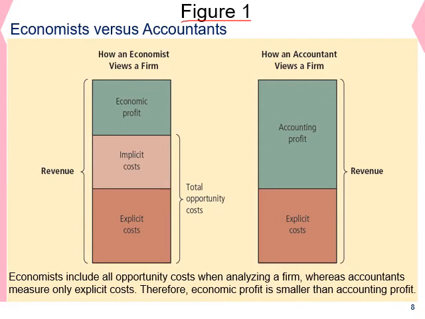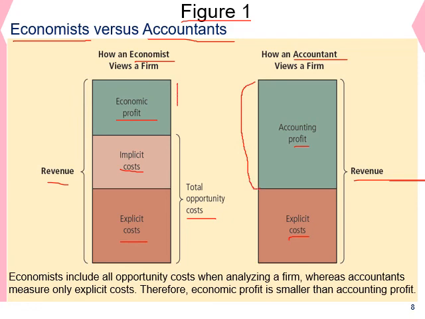Figure one talks about economists versus accountants. For an economist, economic profit is equal to total revenue minus the total opportunity cost, where total opportunity cost is equal to explicit cost plus implicit cost. On the other hand, for an accountant, accounting profit is equal to total revenue minus explicit cost. Therefore, you can see that accounting profit, which is this much, is greater than economic profit, which is that much.